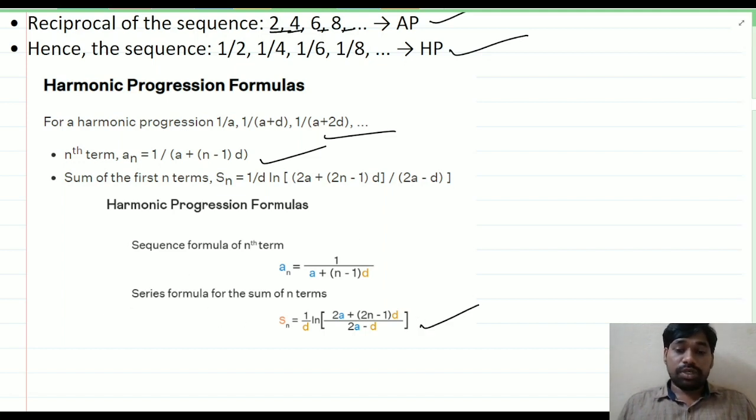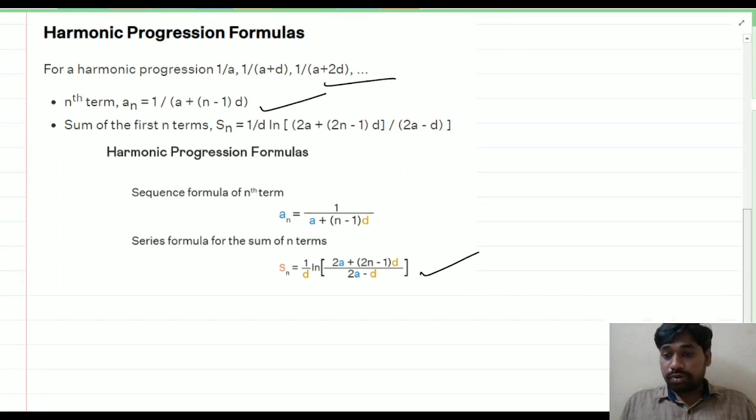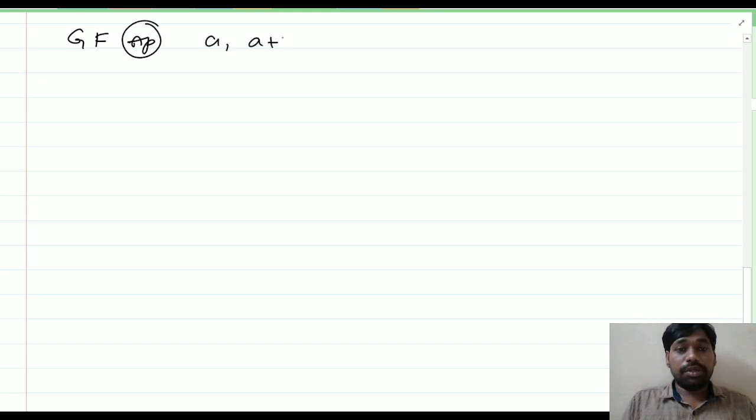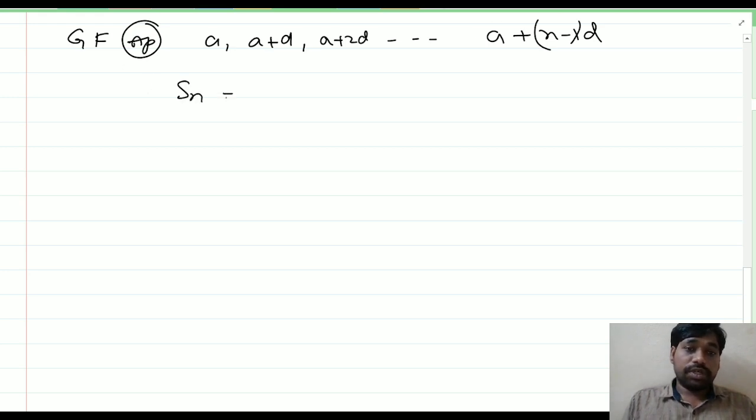So this is about the concept of arithmetic progression as well as geometric progression. What you have to learn and remember is simply the general form. The general form of AP is a, a plus d, a plus 2d, and so on. The nth term is a plus (n minus 1) into d. Next, the sum of n terms is n by 2 of (2a plus (n minus 1) into d).